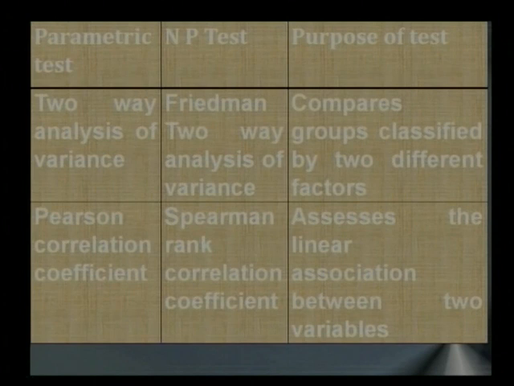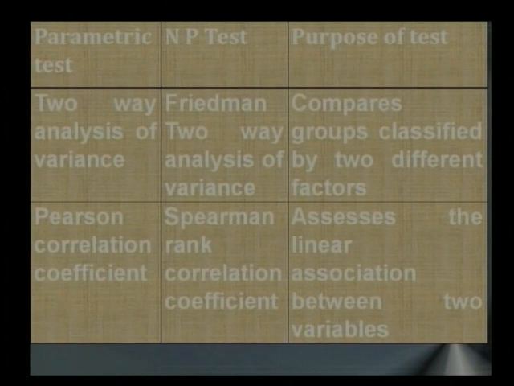Suppose we want to know the relation between two variables. Then in a parametric test we will apply the Pearson correlation coefficient, and in a non-parametric test we will apply the Spearman rank correlation coefficient. The purpose of this test is to assess the linear association between variables. Here I have tried to compare the different non-parametric and parametric tests.